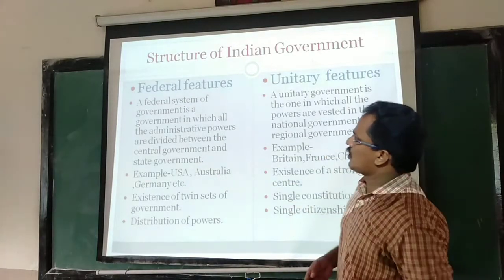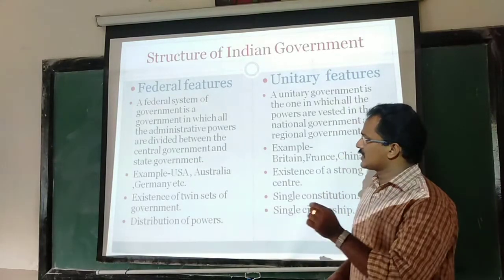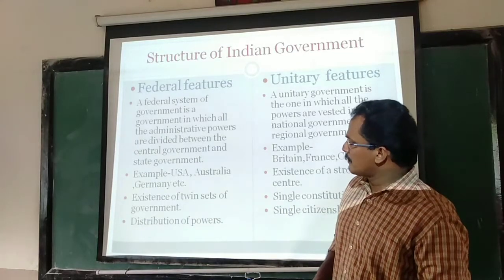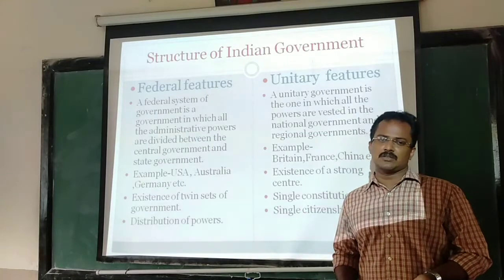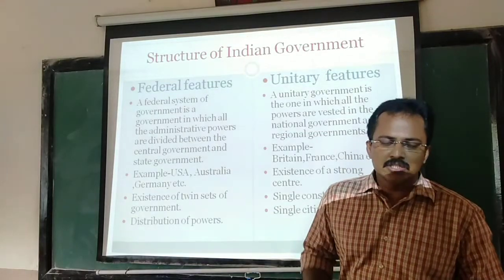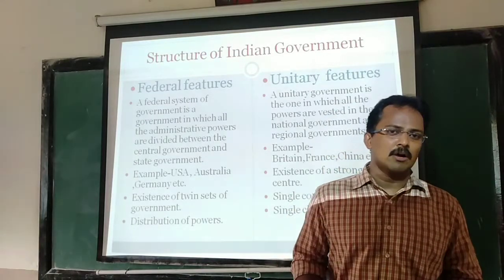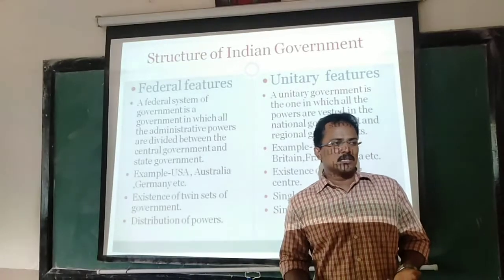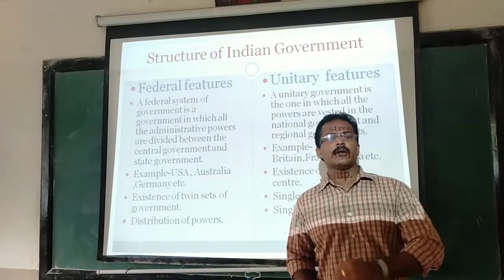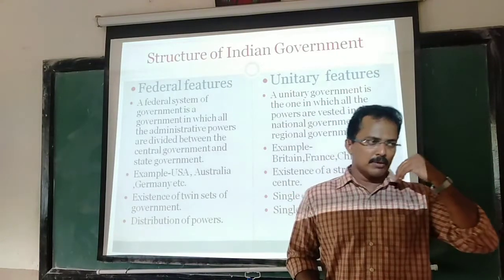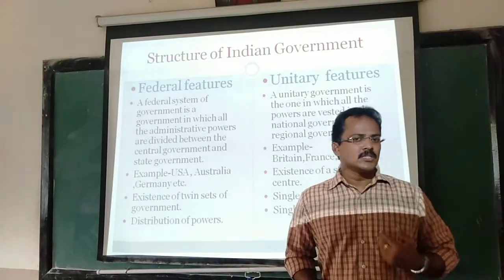Let us see what the federal form of government is. A federal system of government is a government in which all administrative powers are divided between the central government and the state government. Simply, we can say that a federal form of government is one where there exist twin sets of government, one at the center and the other at the state. The central government is headed by the Prime Minister and state governments are headed by chief ministers.